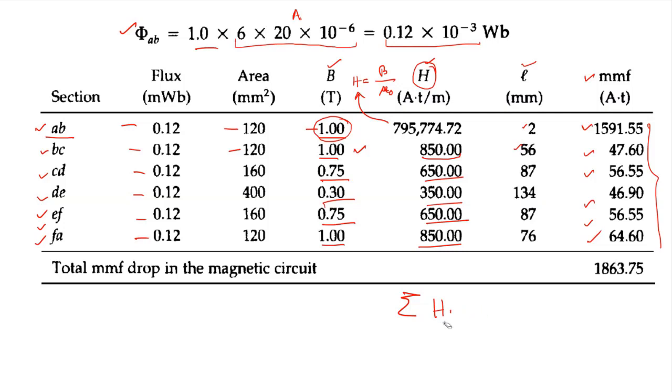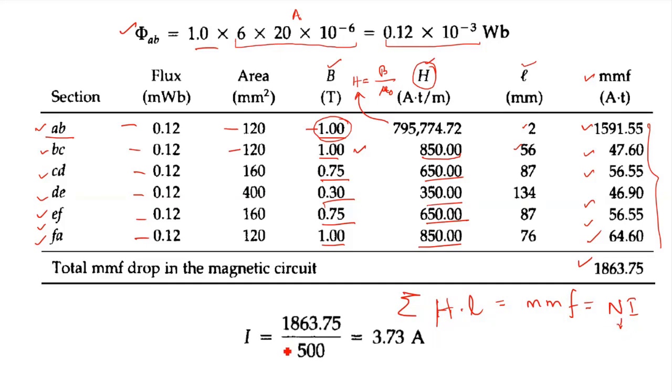MMF is your H into L, that is MMF. So this is your net MMF, right? So this net MMF I found, this is your net MMF, that is Ni. Okay. So now the number of turns I know, I can find the current. So current will be 1863.75 by 500. 500 is the number of turns. So I found 3.73 ampere. Okay. I hope everybody understood this.